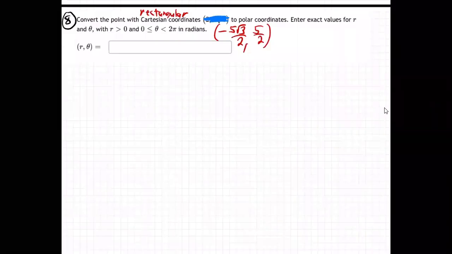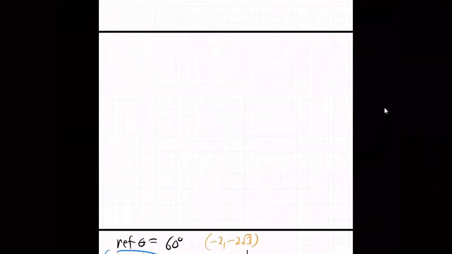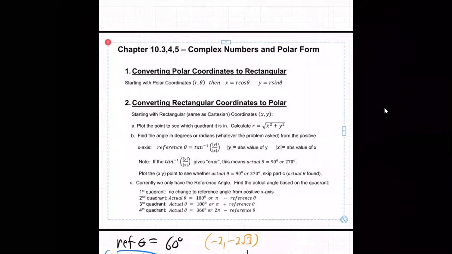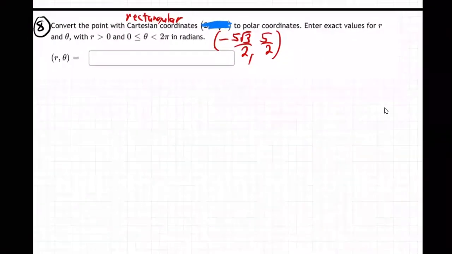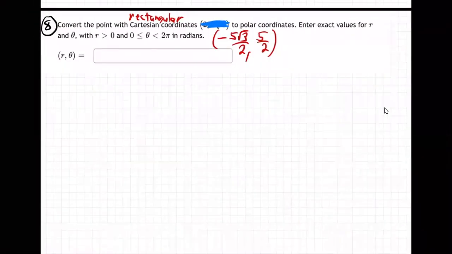Okay, so on this question, we're converting the point with Cartesian or rectangular coordinates. Here it is, I changed the problem, to polar coordinates in exact values for r and theta. So let me come down here and show you what it says in the notes. Here are the notes. So converting from rectangular to polar, starting with rectangular, which is Cartesian, you plot the point to see which quadrant it's in, and then calculate r to be the square root of x squared plus y squared. So let's plot the point first off, and then we'll calculate r.